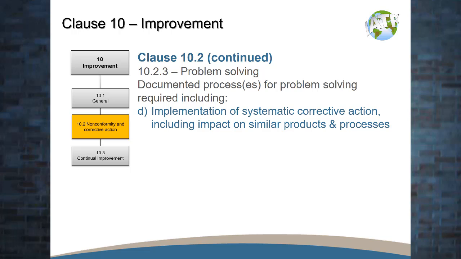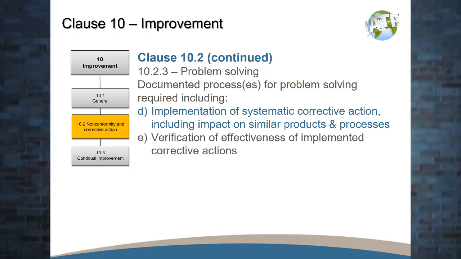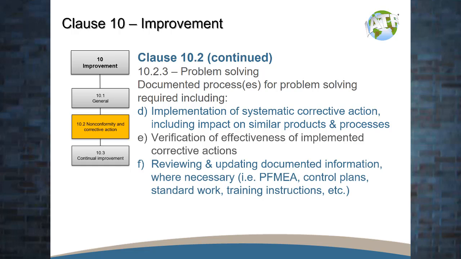Implementation of systematic corrective action, including impact on similar products and processes, that piece previously called corrective action impact. Verification of effectiveness of implemented corrective actions. And F, reviewing and updating documented information where necessary, such as the FMEA, control plan, standard work, training, etc.